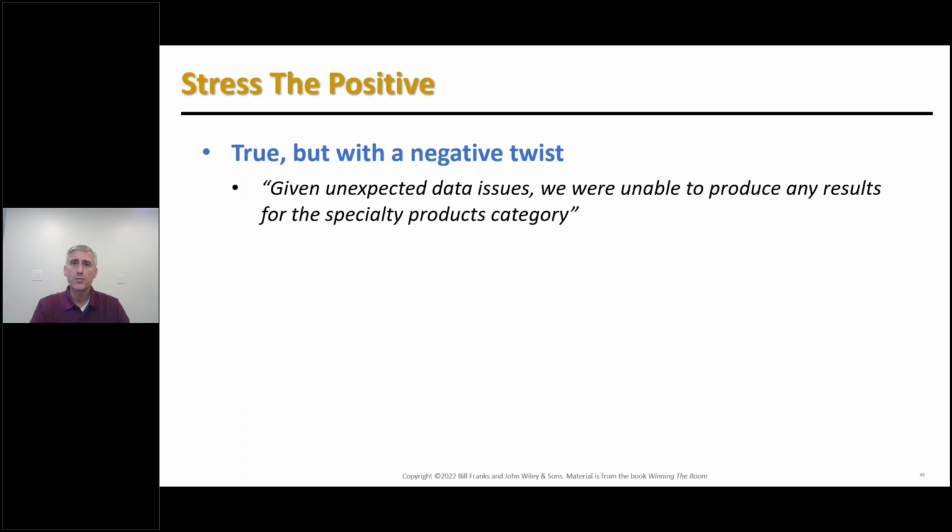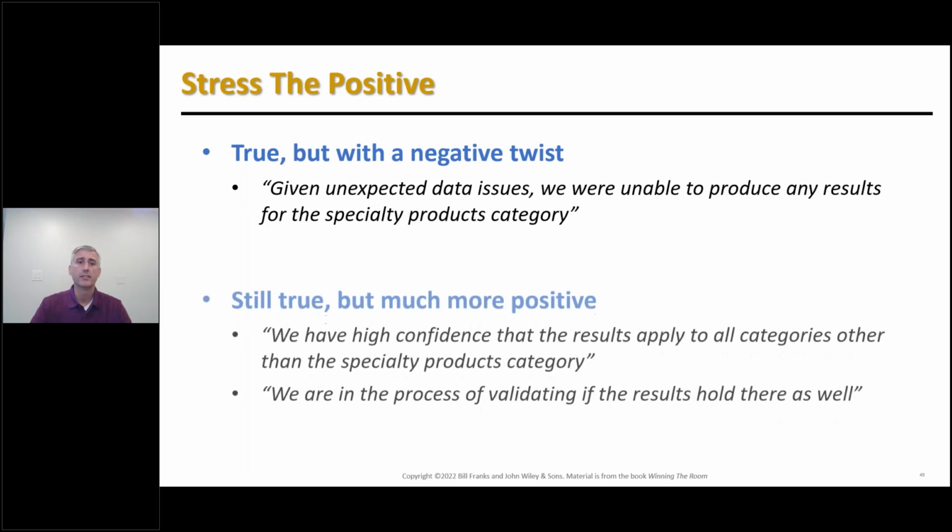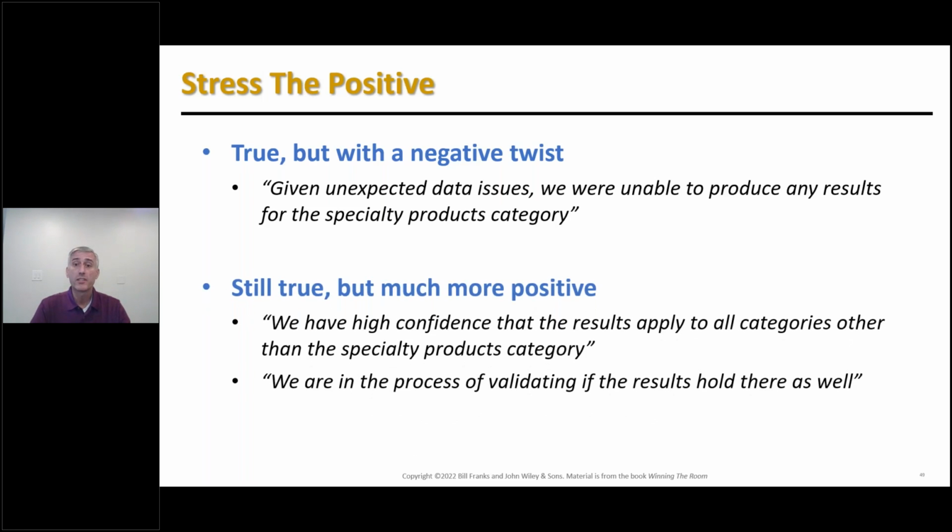You know, if I just went through some really good results, everyone's excited about a new initiative, and then I throw this out, that's a little bit negative. It's just a matter of saying the same thing more positive. So how does this sound instead? We have really high confidence that these results apply to every category except the specialty products category. We're in the process of validating if it holds there as well. In the meantime, why don't we get started with the rollout on the other categories?